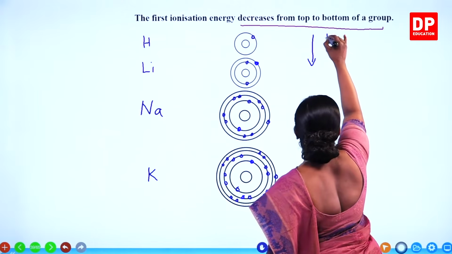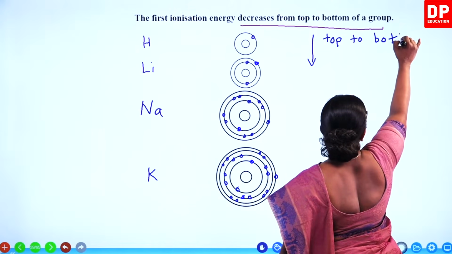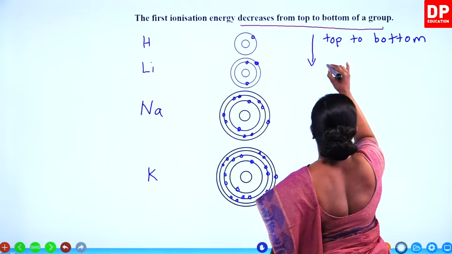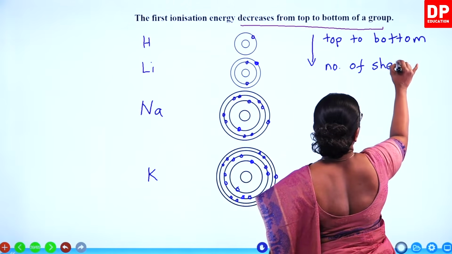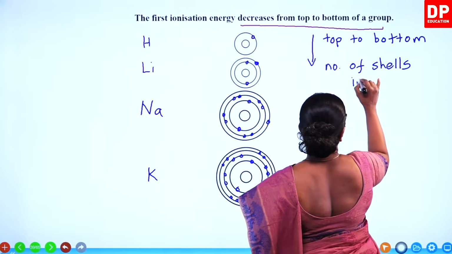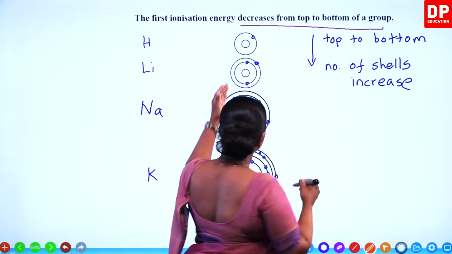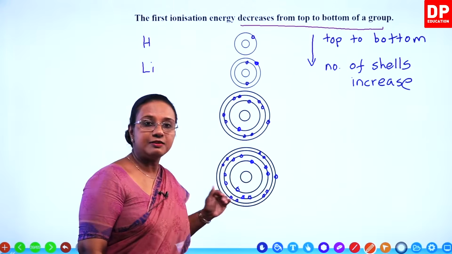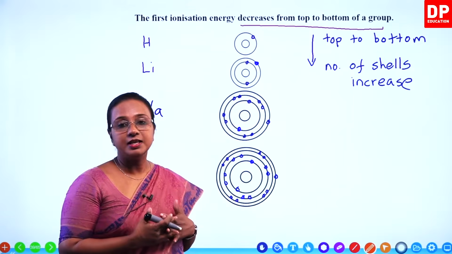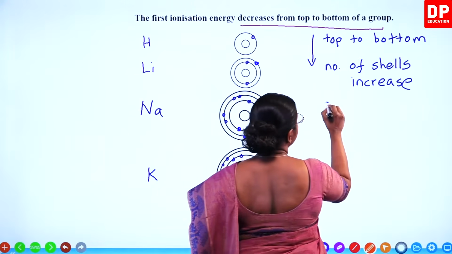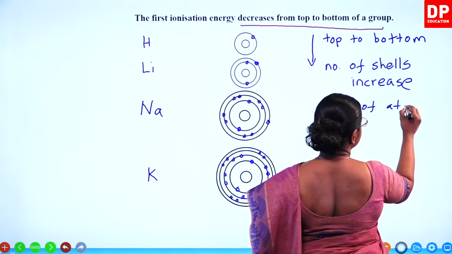So from top to bottom, the number of shells increases. Because of that, you can see easily and clearly from the diagram, the size of the atoms increases.